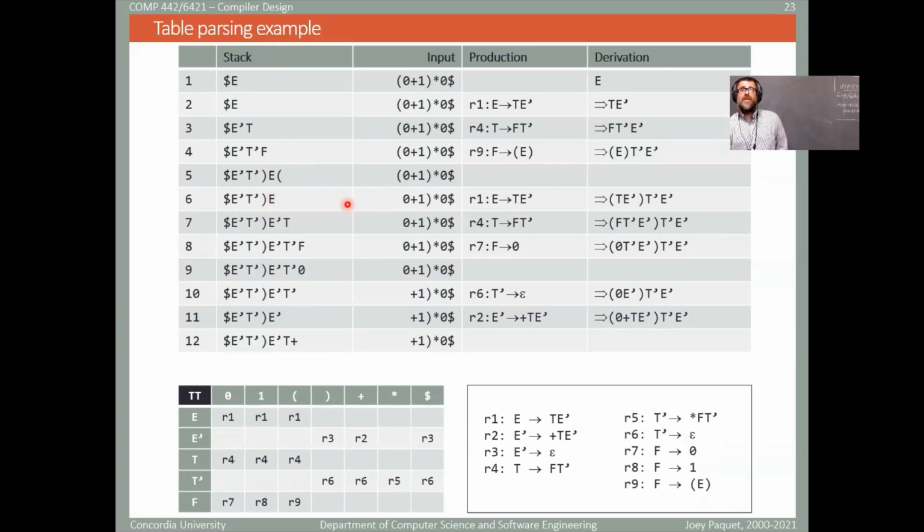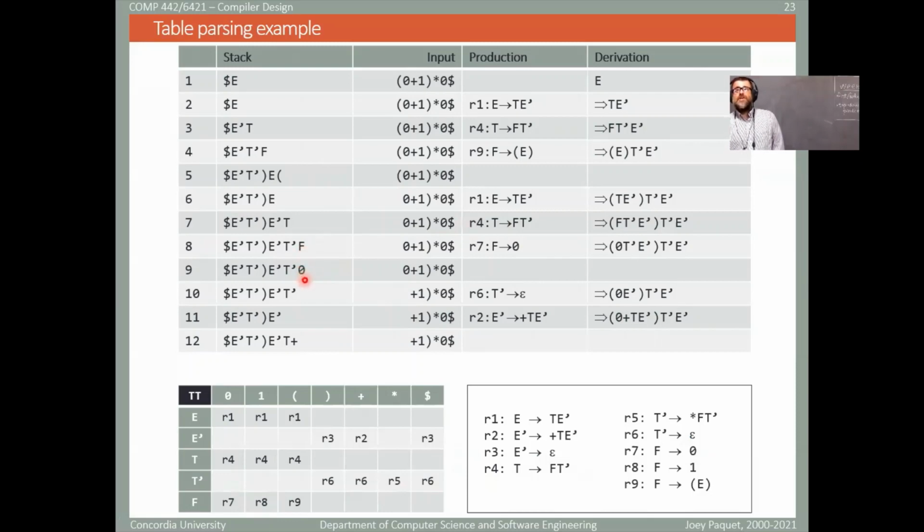Then next step, another iteration, E0. E0 is R1. Sorry, this is in the way, I'm going to push it here. So E0 is R1. R1 is replace E by TE prime. So I pop E from the stack and replace it by E prime T, which is the right-hand side in reverse order. And then I do this derivation step here. Next iteration, T0. T0 is rule 4, replace T by FT prime. So I pop T from the stack and replace it by T prime F. Then I have another derivation step. F0, next iteration, rule 7. Rule 7 is F gives 0. So in this case, I pop the F and replace it by 0.